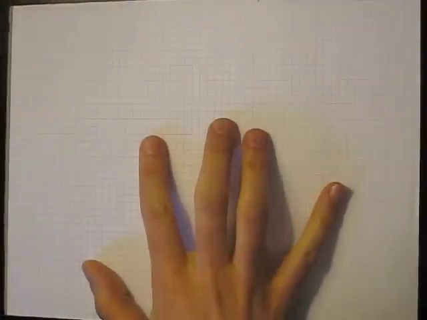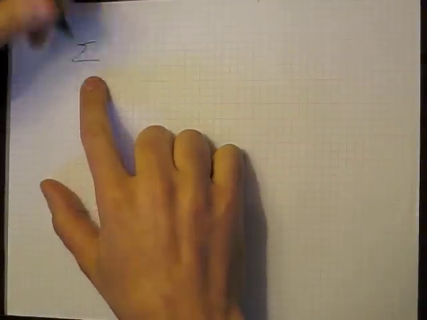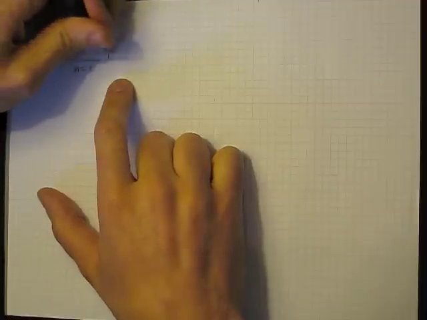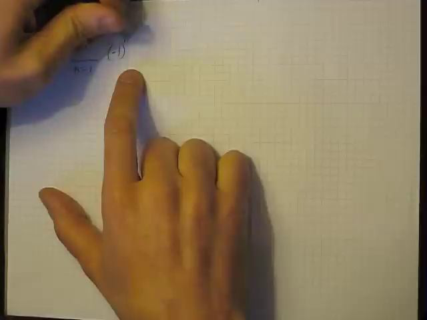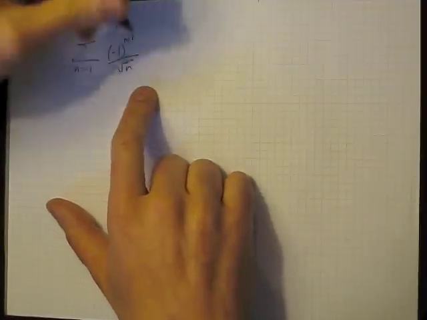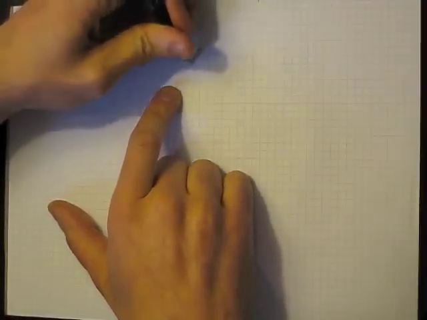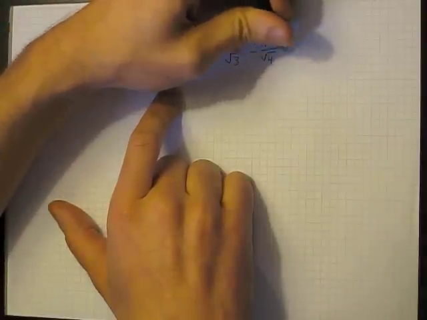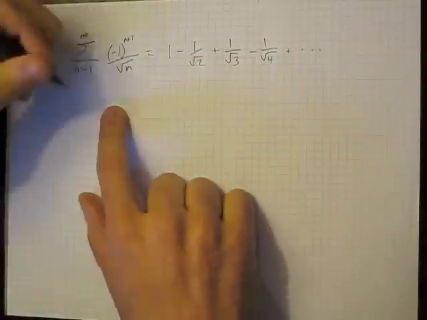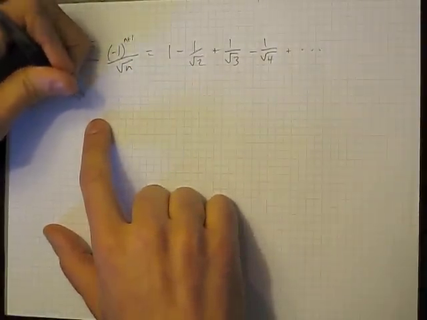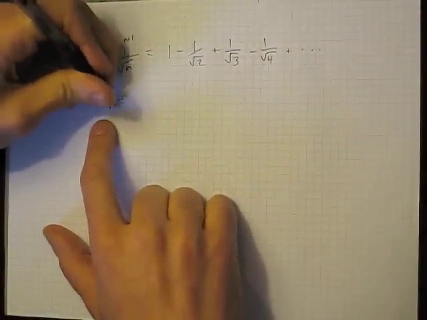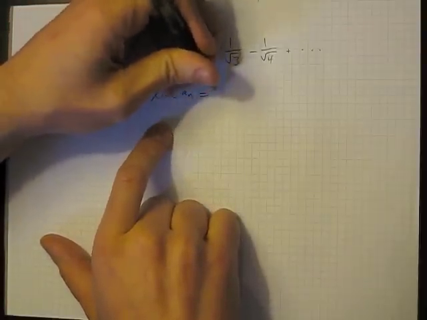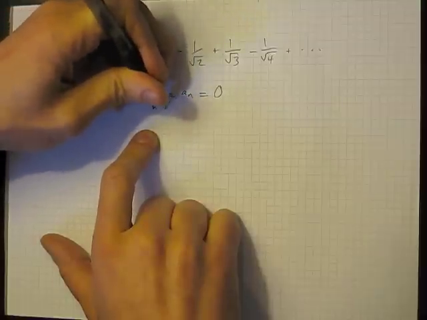So let's just look at a quick example. How about the sum from n equals 1 to infinity of (-1)^(n+1) divided by the square root of n. So this looks like 1 minus 1 over root 2 plus 1 over root 3 minus 1 over root 4 plus and so on. So this converges. In this case, the a_n's are 1 over the square root of n. The limit of these a_n's equals 0. They are going to 0.